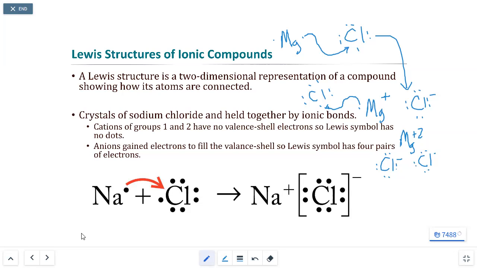So we discussed this already in nomenclature, this whole idea that there has to be charge balance. But now we see in action through these Lewis dot diagrams why that has to be the case. Not just from a balance standpoint, but from an octet rule standpoint.